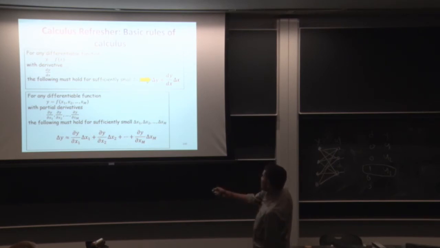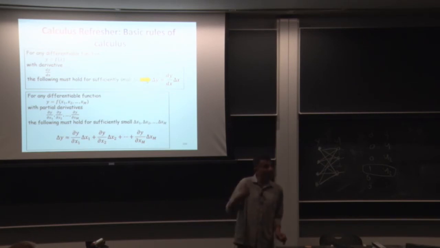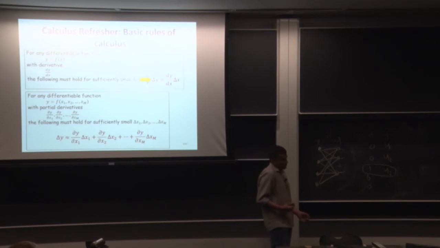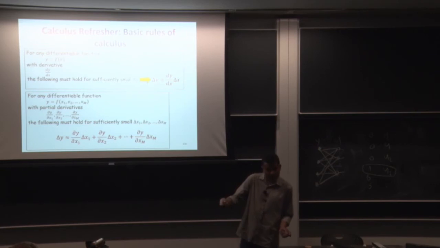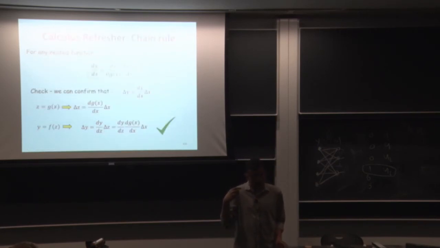For any differentiable function with derivative dy over dx, we said that this must hold. This is, in fact, the definition of the derivative, correct? Let's say I have a function y of many variables, then we also saw that this must hold. This again was the definition of the derivative, right?